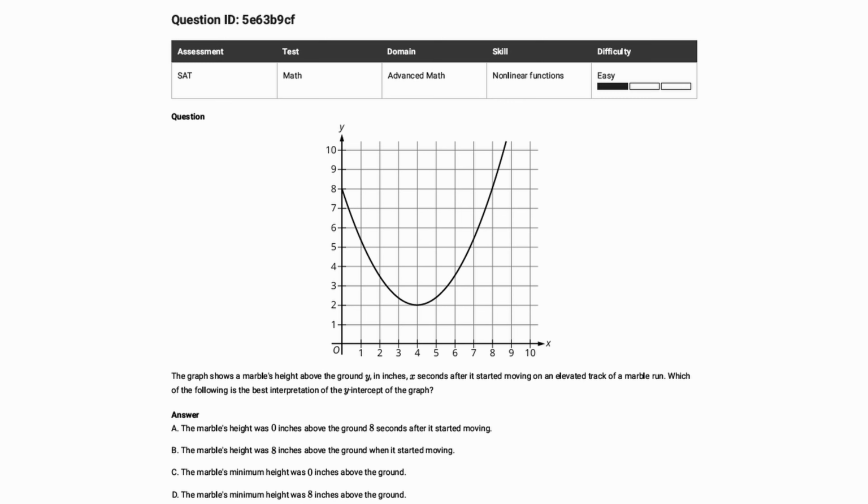All right, so the y-intercept is essentially where the parabola is crossing the y-axis. So the marble's height above the ground is the y. So it was 8 inches above the ground when it was 0 seconds after it started moving, because the x-axis is seconds and the y-axis is inches. So that's what I'm interpreting here, and B is exactly that. The marble's height was 8 inches above the ground, 0 seconds after it started moving, or when it started moving, right?